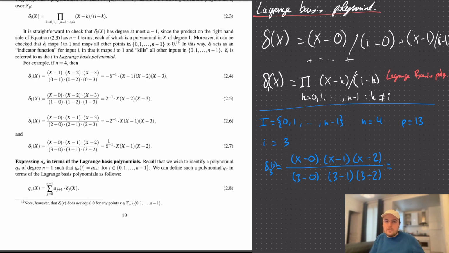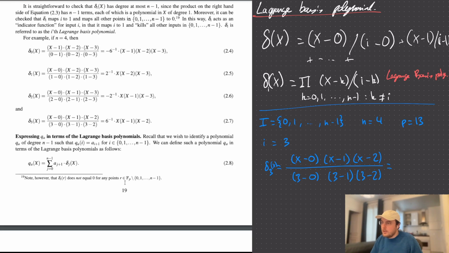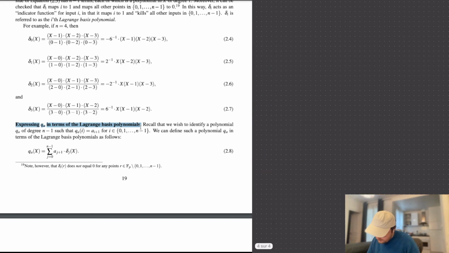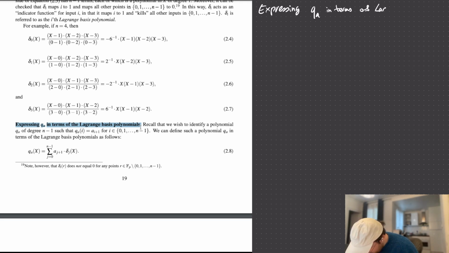Okay, it's making sense. So the delta is the Lagrange basis polynomial, which looks something like this. So if you want to express Q of A in terms of the Lagrange basis polynomial, okay, now we're going to do expressing Q of A in terms of Lagrange basis polynomial.